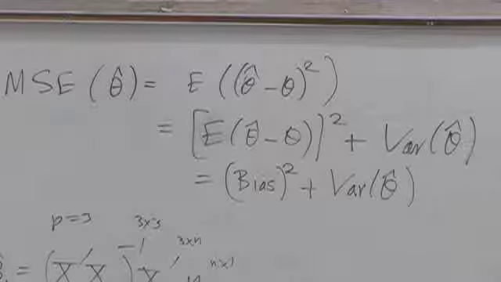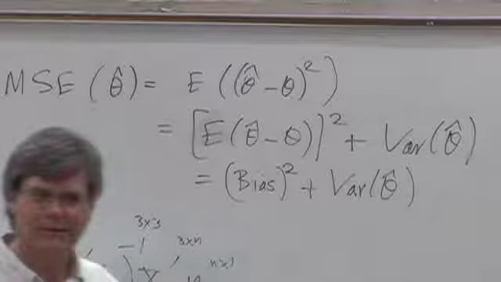So, in fact, in this later chapter on ridge regression, they actually use that strategy. They deliberately introduce some bias in order to get smaller variance. Okay? So, I don't know if we'll do that, but that's, yes, sir.